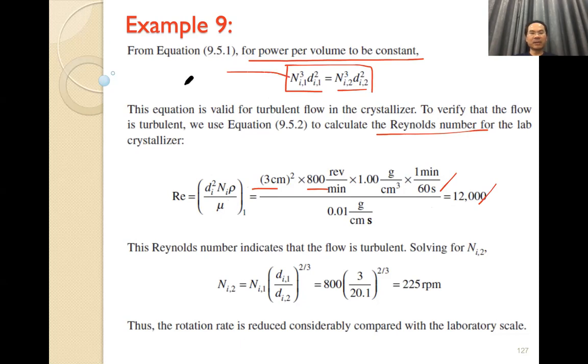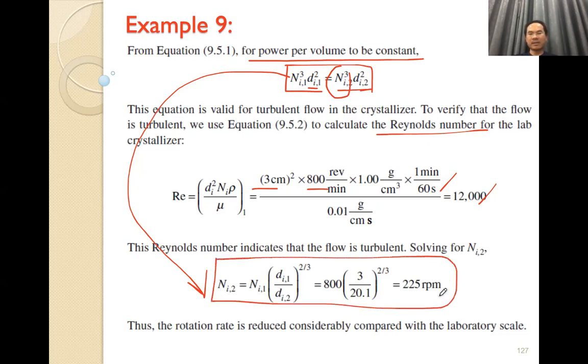You can use this relation to calculate the impeller speed of the large scale. You know the diameter of the large scale, the diameter of the small scale, and the impeller speed of the small scale, and then you can solve for the impeller speed of the large scale. That means 225 revolutions per minute. You can see that if we increase the size of the crystallizer, the impeller speed will drop or decrease. This is common sense. At larger size, the speed should be lower. If we use everything the same, the speed should be lower for that case.